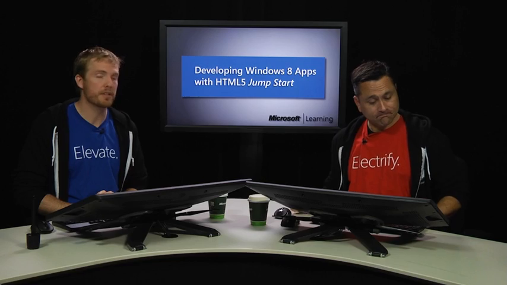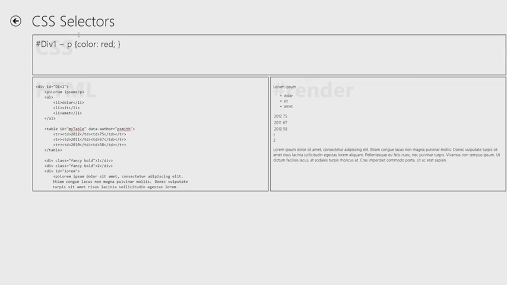Good. Now there are two more combinators. They are the general sibling, that's the tilde, or the squiggly as we like to affectionately call it.